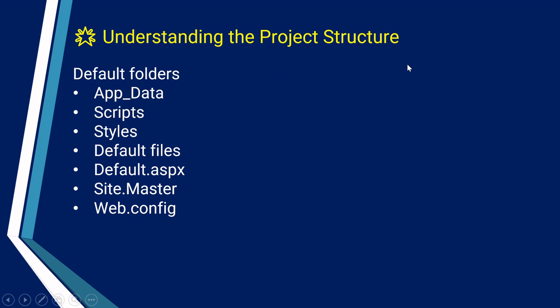Once the project is created, Visual Studio generates a default folder structure. You will see folders like App_Data, Scripts, and Styles. You will also find important files such as Default.aspx, Site.Master, and the Web.config file.